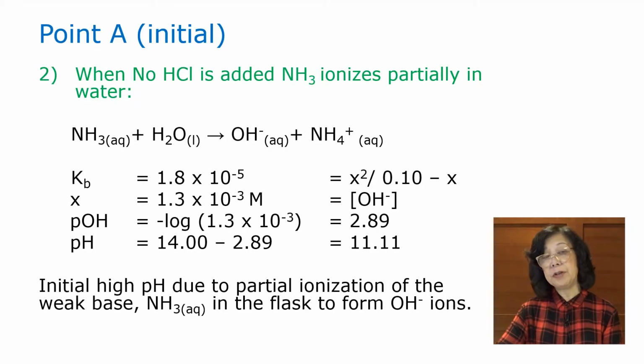Now, initially, the pH is high. This is because we only have the ammonia in the flask, and it ionizes partially to form hydroxide ion, which is basic.